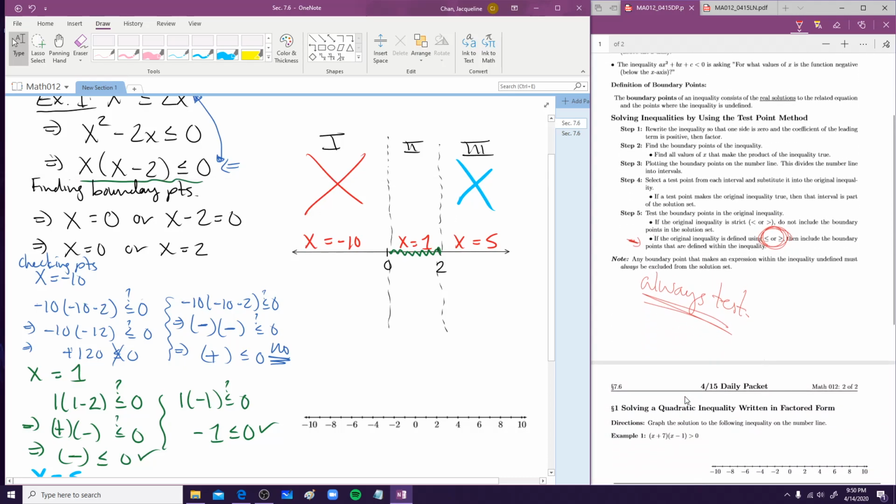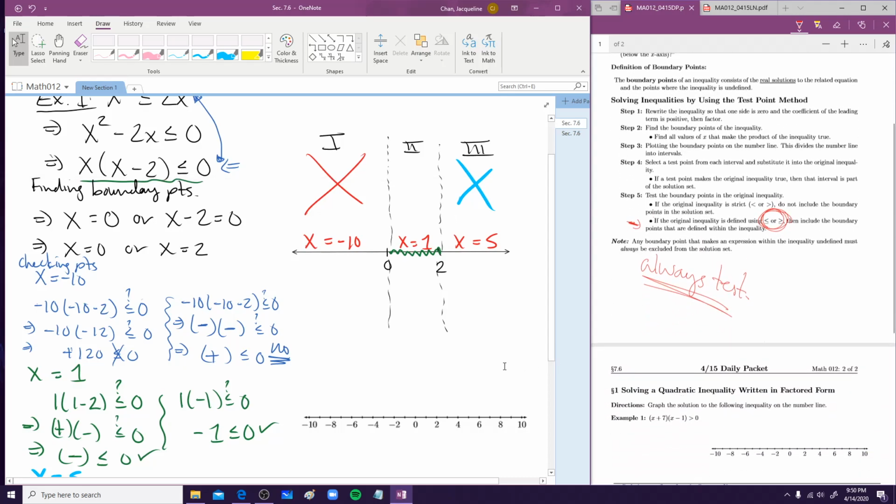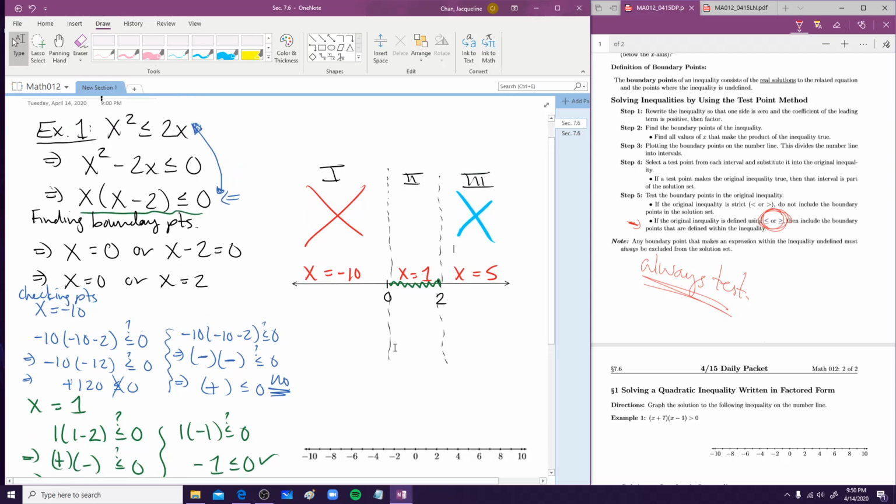It's just test the boundary points. So what I said last time is that if it's strictly less than or greater than, put an open circle, don't have to test it. Okay, because it's not included. But when it has less than or equal to or greater than or equal to, we should just check our boundary points, just in case that they will be undefined somewhere. So yeah.